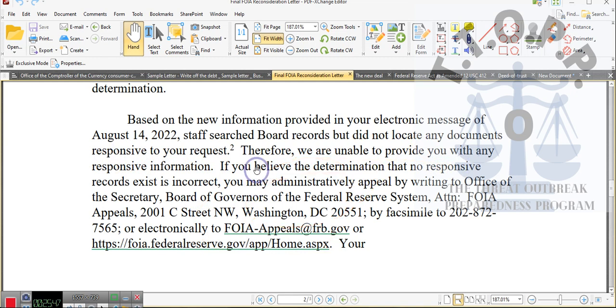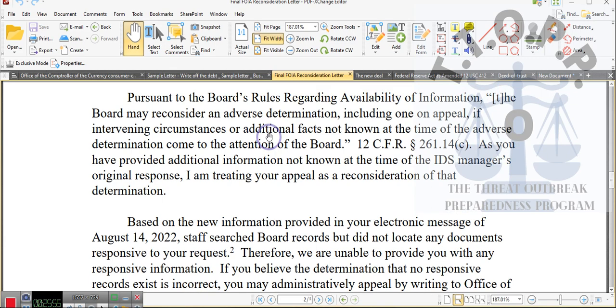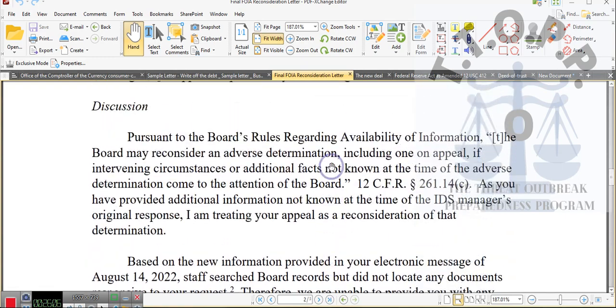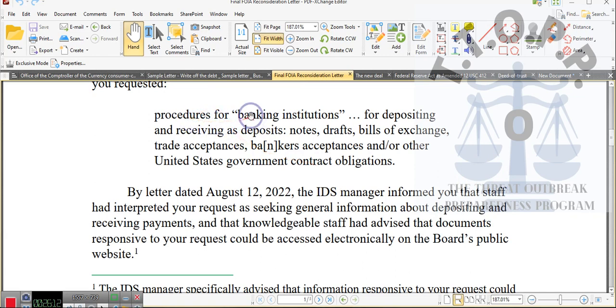Now, that's not the only thing. She highlights the new information provided. New information? I didn't provide any new information. I just reiterated what I said before. But she talks about that I was relying on a code. I wasn't relying on no code. Then she implies that this is what I said right here: the procedures for banking institutional depositing and receiving deposits, notes, drafts, bills of exchange, trade acceptances, and banking acceptances, or other United States government obligations. But you notice she doesn't put it in quotations. Why? Because she did that right there.